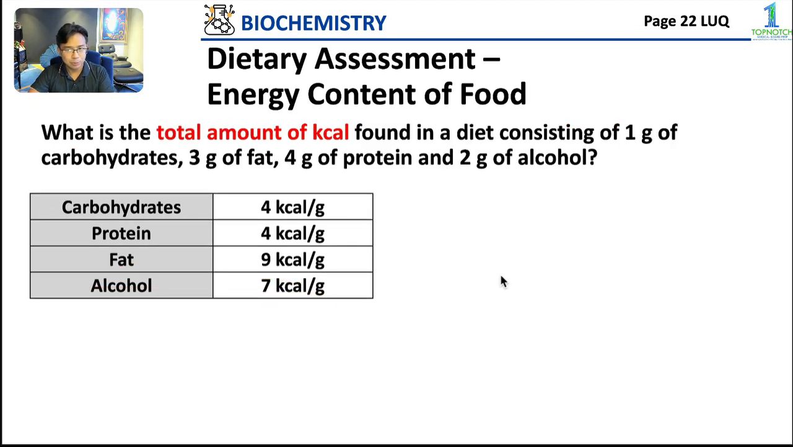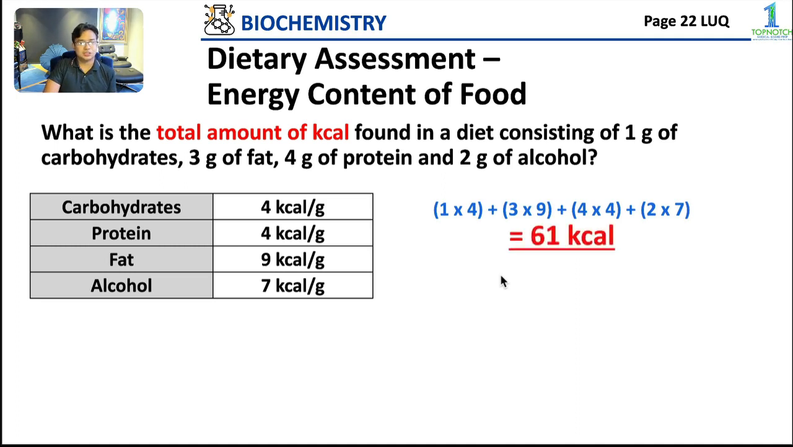So, for example, guys, what is the total amount of kilocalories in a diet consisting of 1 gram of carbohydrates, 3 grams of fat, 4 grams of protein, and 2 grams of alcohol? Know their values and combine them with the total amount of weight per macromolecule, leading to 61 kilocalories in total.